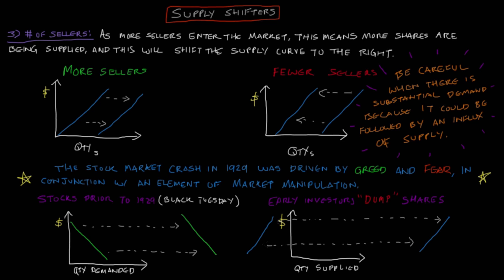I know I went on a rabbit trail there, but you need to be careful when there is a substantial demand, because it could be followed by an influx of supply, which would shift the supply curve far to the right, just like what happened with the crash of 1929, tulip mania, the dot-com boom and bust, as well as countless penny stock companies. And the way I look at it is that present-day stockholders translate to future sellers. The question isn't, will people sell their shares in the future? The appropriate question is, when will they sell their shares?